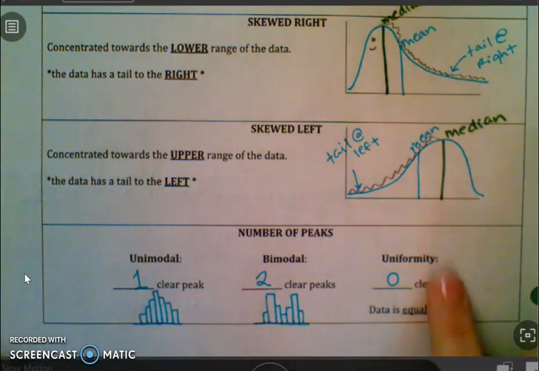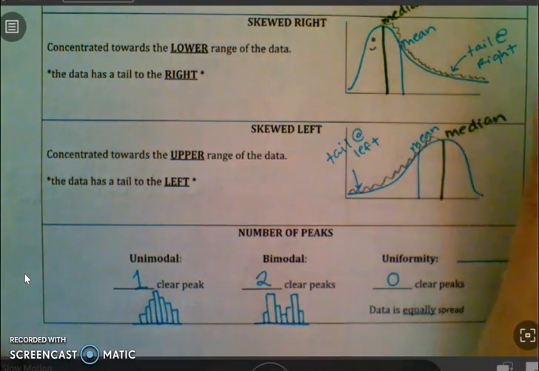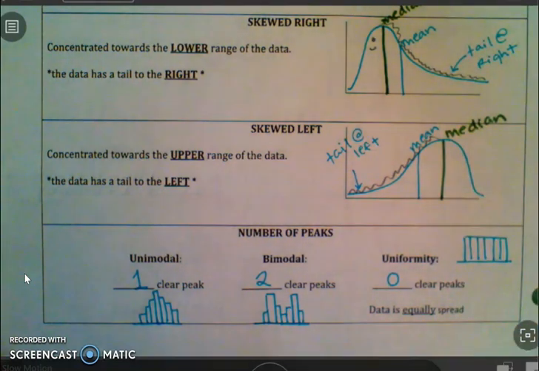If it's uniformity, that means that all of the bars are the same height. The data is equally spread. They're just all the same height.